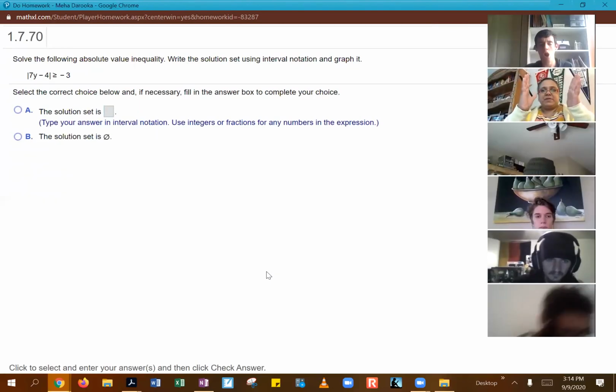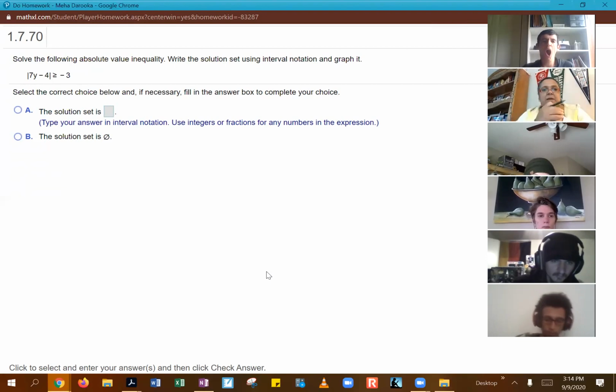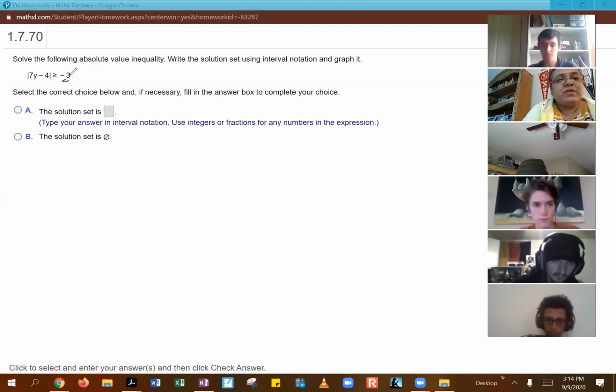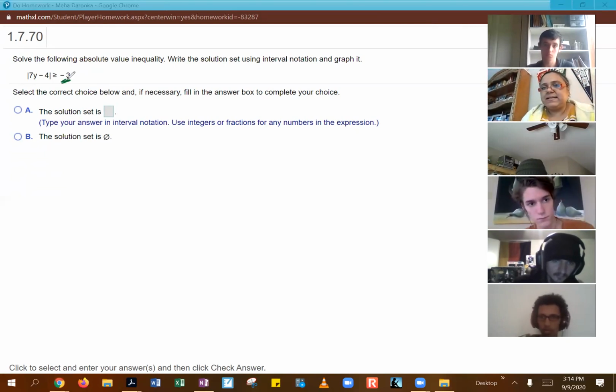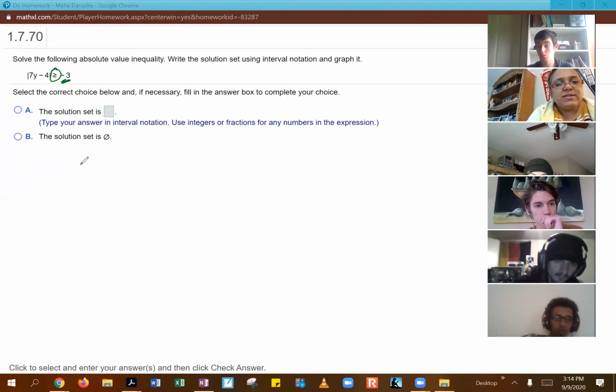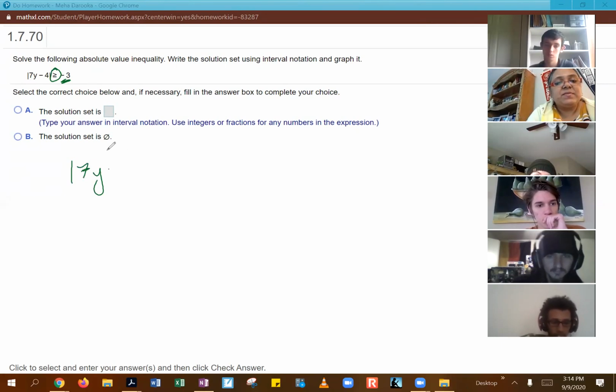So you've got this absolute value of 7y minus 4 greater than or equal to -3. Of course, we know absolute value is a distance. Distance has to be positive or it has to be 0. And then of course, we have our greater than or equal to symbol over here. So let's just think about this problem for a minute. We are given 7y minus 4 inside the absolute value symbol.